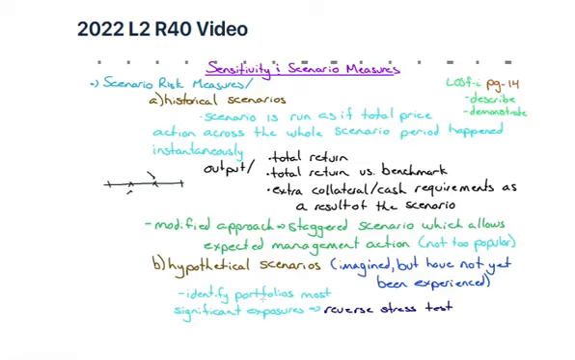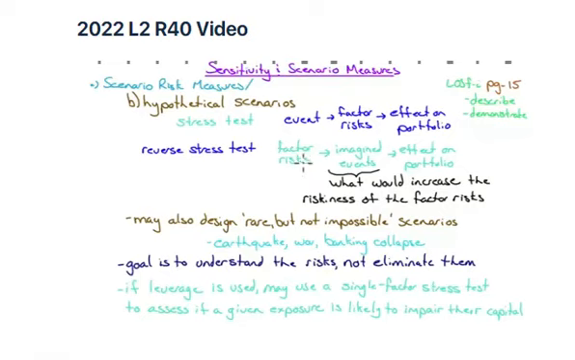So I'll draw it out a little better for you here. Stress test: we have an event. We look at the effect on the factor risks, which will then give us an effect on the portfolio. For a reverse stress test, we identify our factor risks. From there, we come up with some imagined events, and then we look at the effect on the portfolio. So these imagined events answer questions like, what would increase the riskiness of the risk factors? All of them. We may also design a rare but not impossible scenario: an earthquake, war, a banking collapse. How would we handle that? The goal is to understand the risks, not to eliminate them.